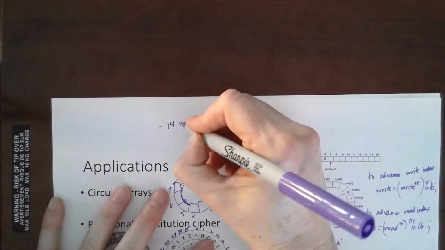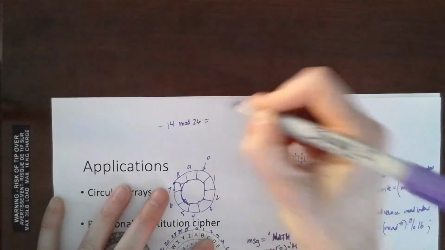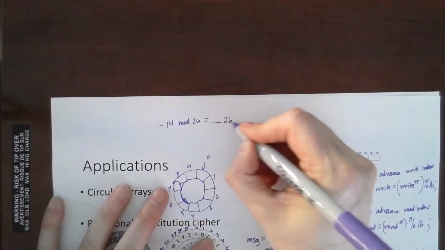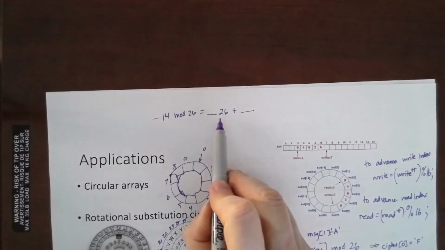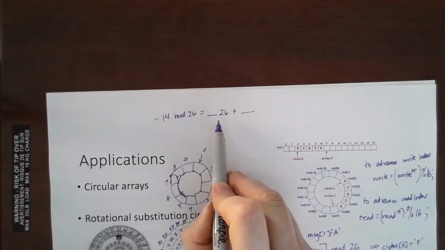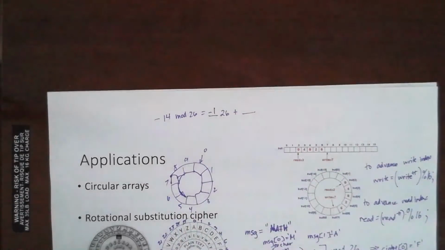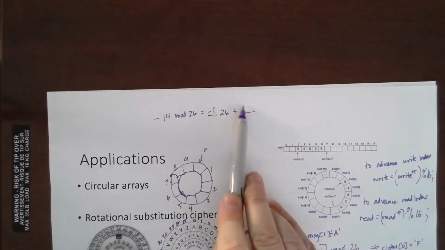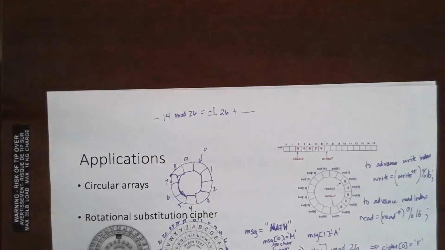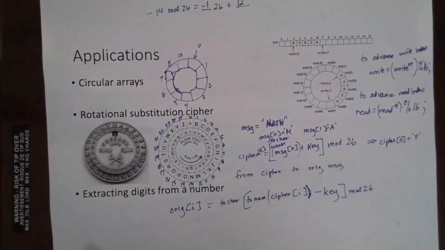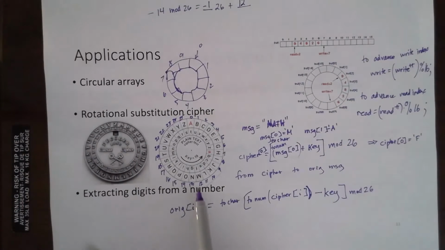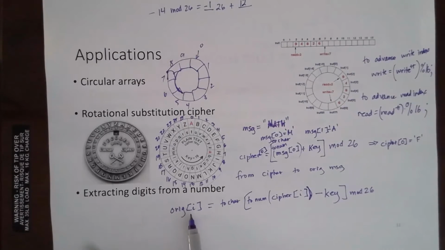So let's try it up here for a second. Negative 14 mod 26. There has to be something times 26 plus a positive number. So what would I multiply my 26 by? Negative 1. And then what would I have to add as my remainder? That would be 12. And if I went to character 12, that would be M. And sure enough, I'd get my M back.